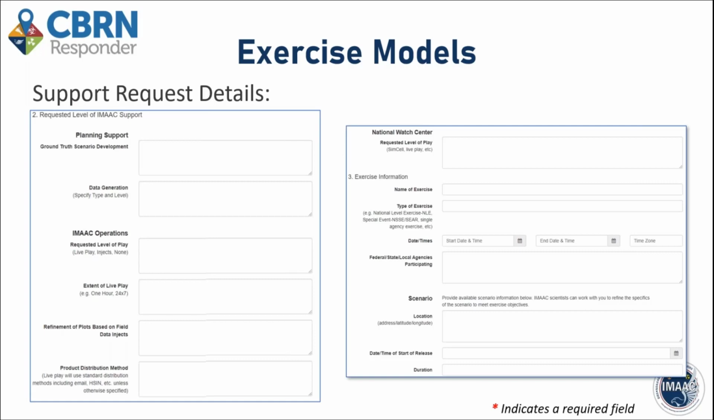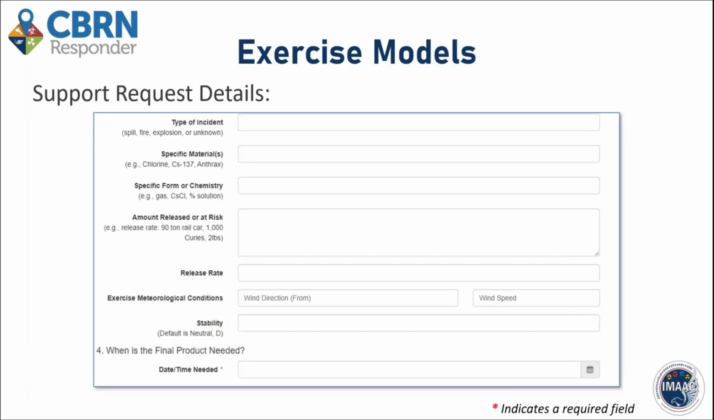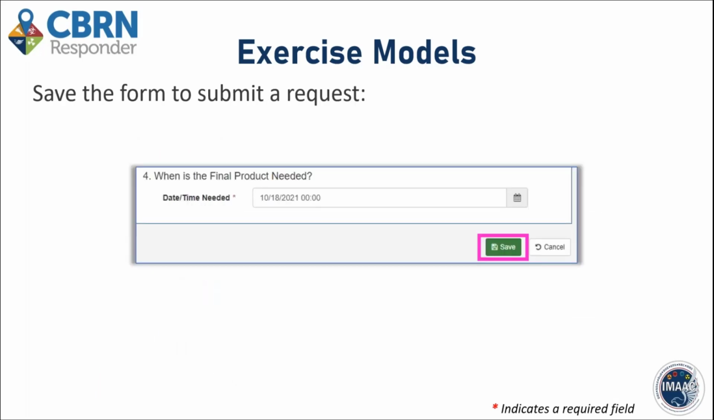So this is where you may want to reference the example form IMAAC provided if you're unsure of what to enter for a specific field. And note that the red asterisk implies a required field, so you don't need to fill out everything if maybe you're unsure of something. And like I said, if IMAAC does need more information, they will reach out to the contact number and email that you provided in the above section. And the final step here is, when is the final product needed? So here you can enter both a date and a time, and it will allow you to select any date and time, and then you want to hit save to confirm and submit the request.